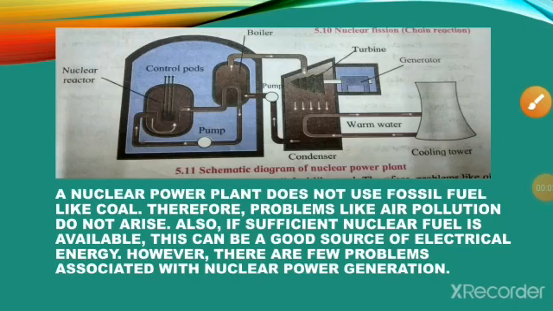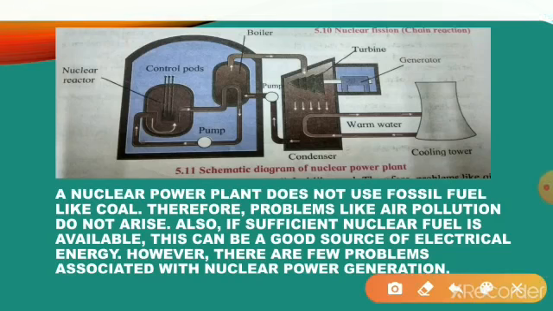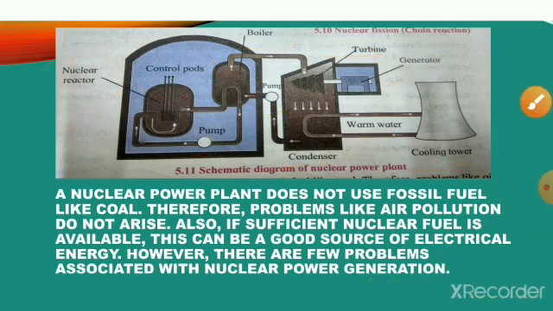Schematic diagram of nuclear power plant. We'll see here: that is the nuclear reactor, control rod, boiler, then a pump here, then again a pump here. You can see the turbine here, then the generator here, warm water here, the condenser here, and the cooling tower here. A nuclear power plant does not use fossil fuel like coal. Therefore, problems like air pollution do not arise. Also, if sufficient nuclear fuel is available, this can be a good source of electrical energy.